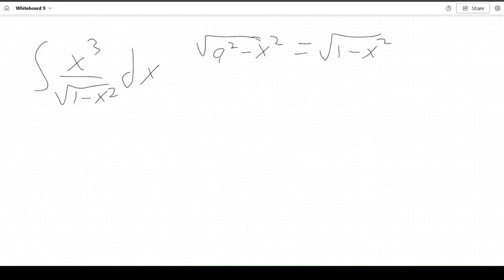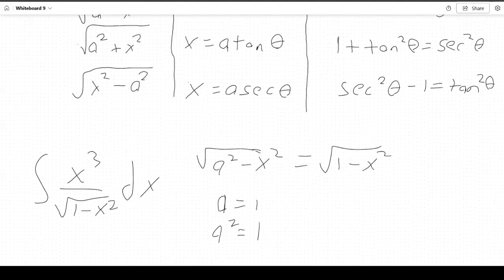So a squared, the a will be 1, because a squared will just be 1, because 1 squared is just 1. So the a will be 1 and the x squared would be x squared, so we have to leave it like that. Next we have to find the x corresponding.